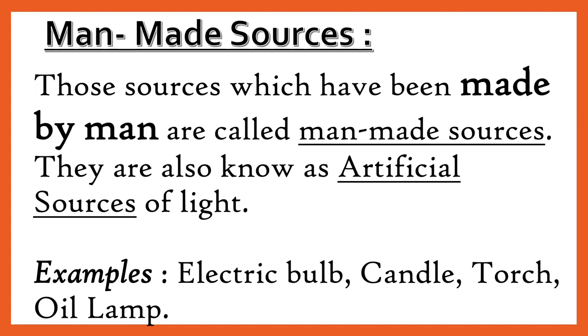The second type, man-made sources. Those sources which have been made by man are called man-made sources. They are also known as artificial sources of light. Examples: electric bulb, candle, torch, and oil lamp.